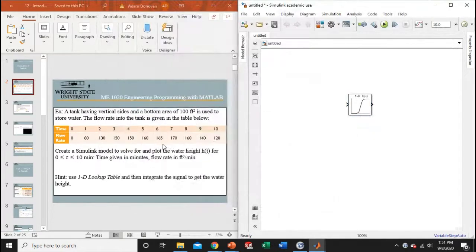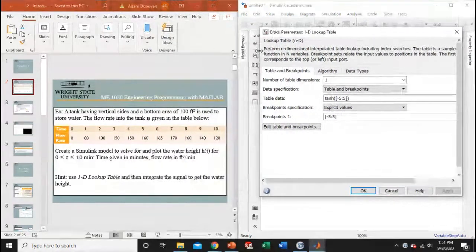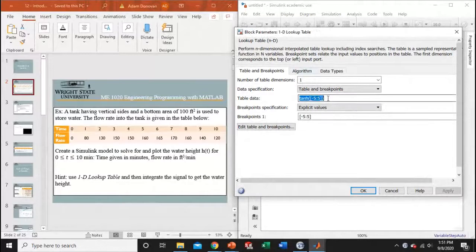Now I need to input my data, and this is where it gets different. I need to double-click this, a dialog comes up, and I need to input my data here. In this case, my table data is the flow rate data. Let me do that right now. 0, 1, 2. Oh, the table data is the flow rate data. I already messed that up. 80, 130, 150, 150, 160, 165, 170, 160, 140, 120. And then this is just going to be 0, 10.